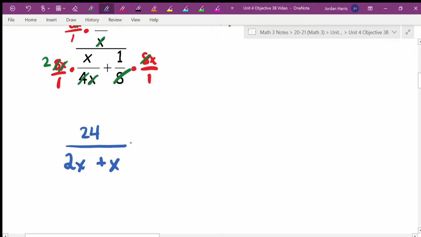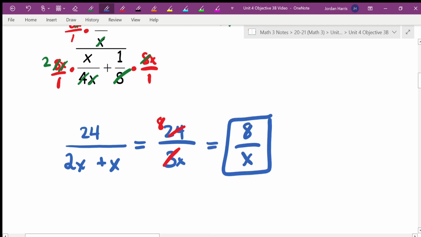And then all I have to do is combine my like terms. So 2x plus 1x is 3x. Then I can simplify now again. 3 and 24 simplify to 8 on top, x on bottom, done.